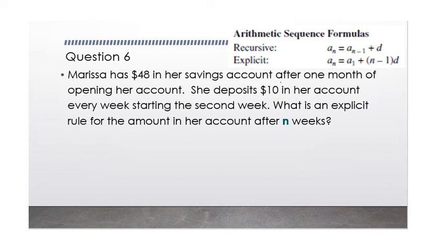We know that we're going to have a linear function, which tells me I'm going to use the idea of an arithmetic sequence. The reason I know I'm going to use a sequence here is because it tells me that this $48 is happening 1 month after she opens the account. And remember, our sequences start at a sub 1. They start at the first term. I don't know how much Marissa had when she opened the account. I know how much she had 1 month after opening the account, and that's when we start a sequence. We start at the first term.